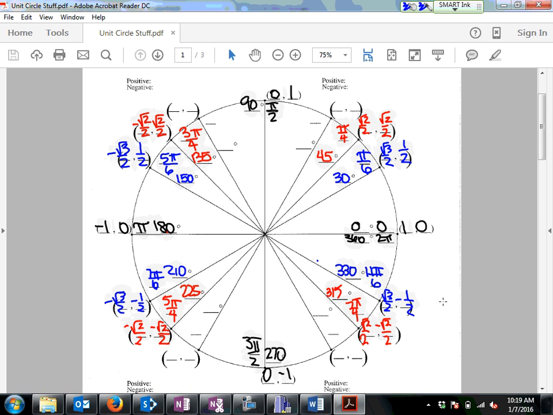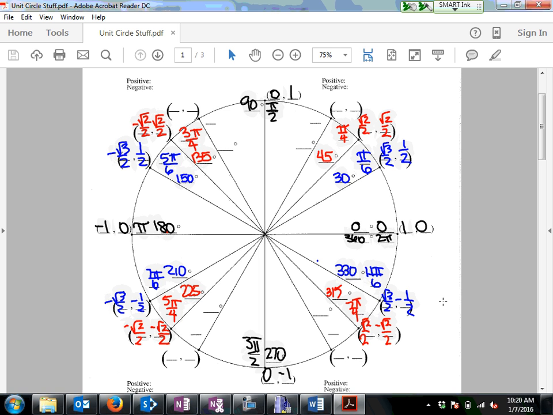Okay? So all of these angles, look at them. They're all 30 degrees away from the x-axis, or pi over 6 away from the x-axis. They all have the same x and y coordinate, it's just the positive and negative change. Kind of looks like a butterfly, right? That's not what a butterfly is. But good try.